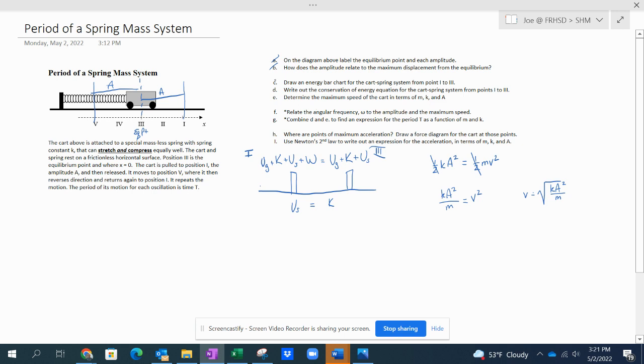So the next thing we're going to do here is we're going to actually relate this to angular frequency. If you look at this term, it has the mass and the spring constant, which are the two things that influence the period. So we're going to relate the speed directly to the angular speed. So we can actually relate the mass and the spring constant to the period itself.